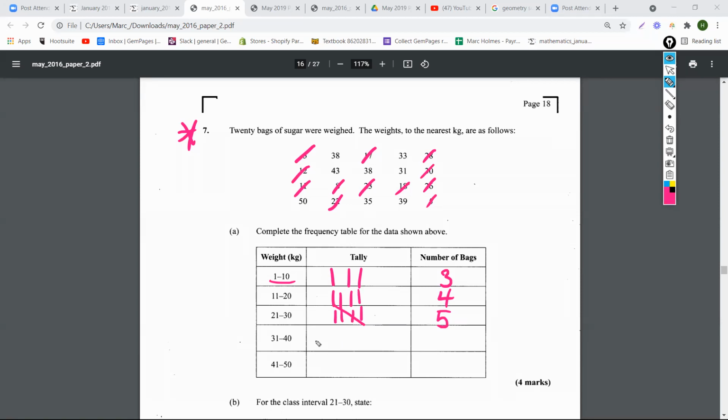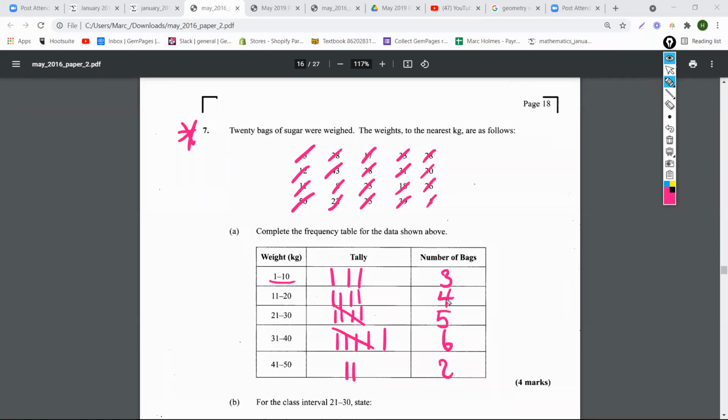All right, then 31 to 40: 31, 33, 35, 39, 38, 38. That's 6. And then the last one is 41 to 50: 43 and 50. So that's 2.